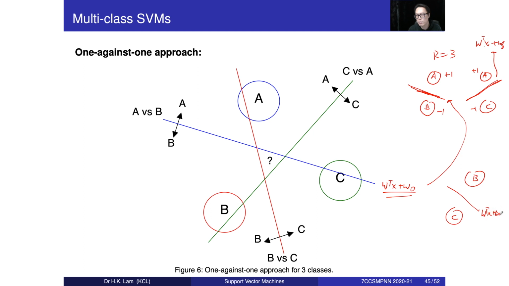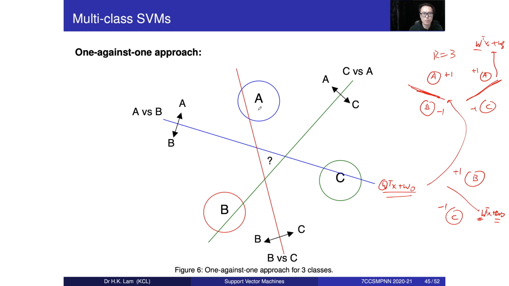w^T x + w0. Although I use the same symbol w, they will have different numerical values, because we use a different data set. For example, with +1 and -1, we have the data sets B and C to train w and w0. Once we have these three hyperplanes, that is 1 against 1: A against B, A against C, B against C. Now once we construct these hyperplanes, that is how it works in practice.